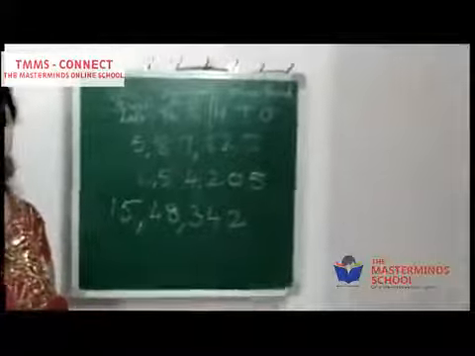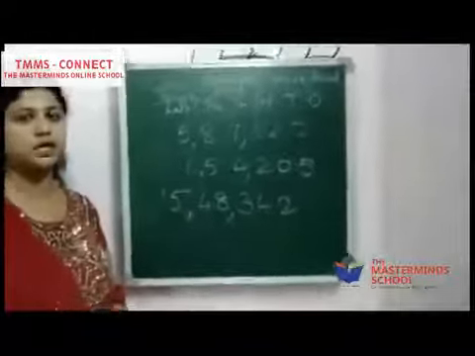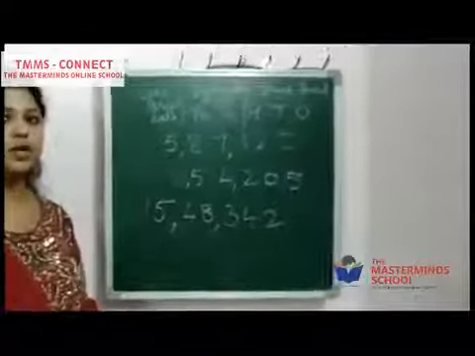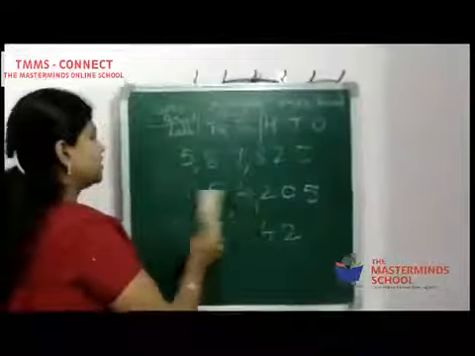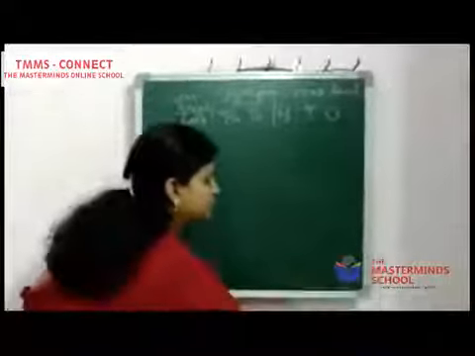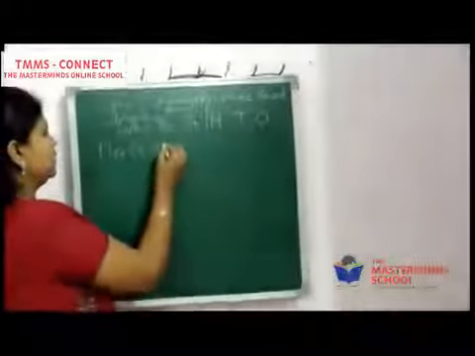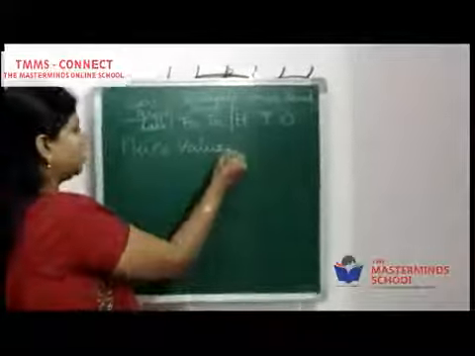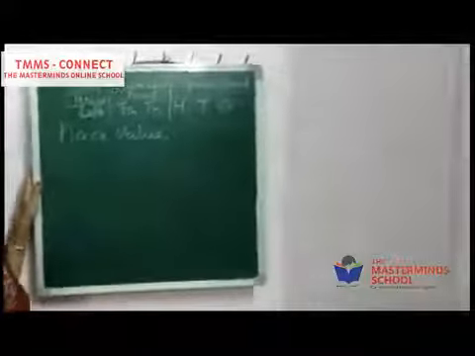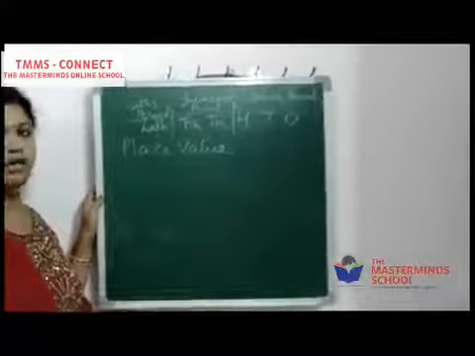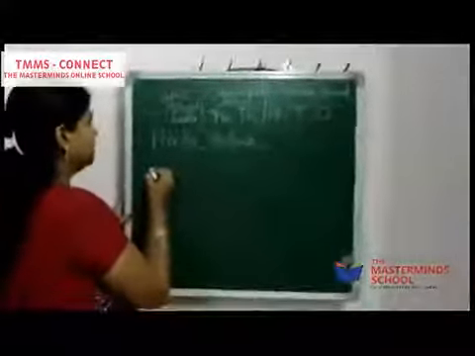As we have seen the face value and place value for a 5-digit number in the previous class, let us see the face value and place value for a 6-digit number. So what is a place value? As I told you already, place value is the value that a digit represents in the place in which it is present. Okay, let us see the number.